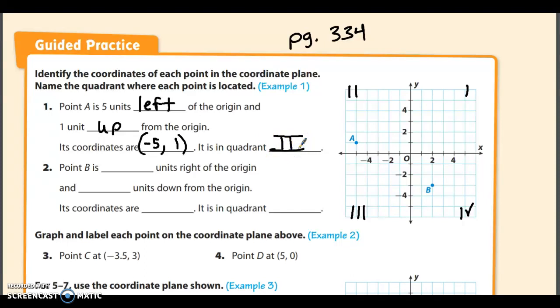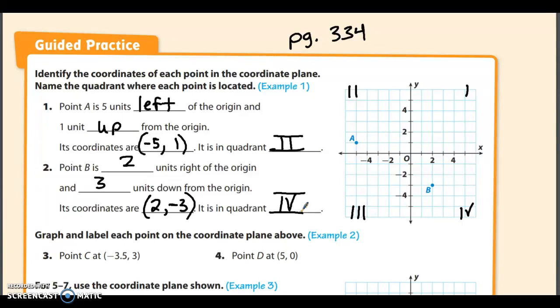All right, point B is blank units to the right of the origin. So B is right here, and it's 1, 2 units to the right. And blank units down, 1, 2, 3. You can see right here it's at negative 3. So it's 3 units down. So to the right means positive, so the first term is positive 2. And down means negative, so it's 2, comma, negative 3. And it is in quadrant 4, IV. Those are Roman numerals. Okay, good job. We are done with the first part. Let's move on.